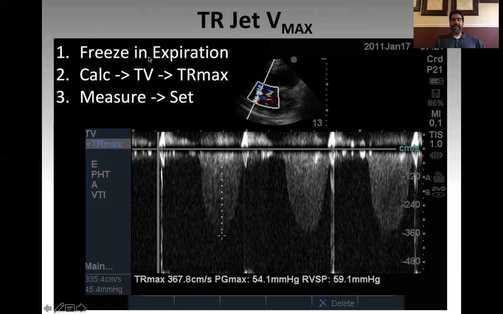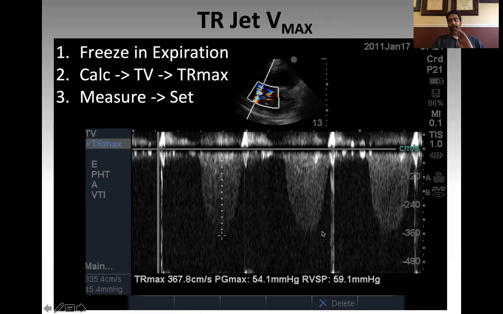You want to freeze it, again, in expiration, because this is a quantitative measurement. You want to hit calc, select TV for tricuspid valve, and then select TR max for tricuspid regurg max velocity. When you select that, it's going to give you a crosshairs with a line, and what you want to do is bring that crosshairs to the bottom of your waveform.